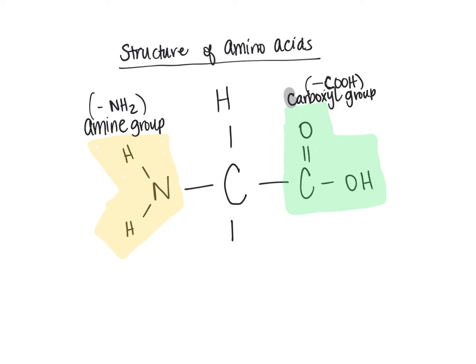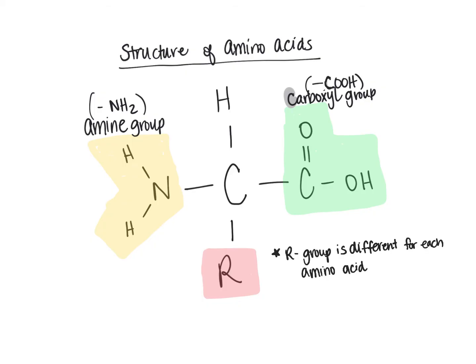The last group of the amino acid is given a generic letter representation called R. And the R group is different for each of the 20 amino acids. Some of these R groups can be hydrophobic. Some of them can be hydrophilic. Now, sometimes these R groups can also be described, instead of as hydrophobic, as non-polar. And instead of hydrophilic, they would be called polar.